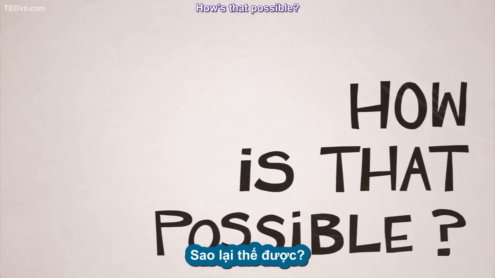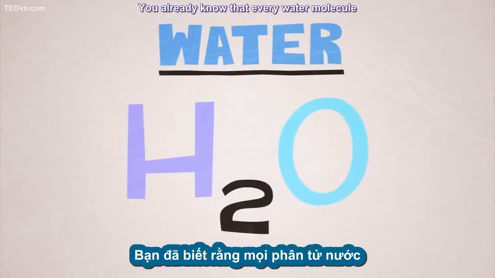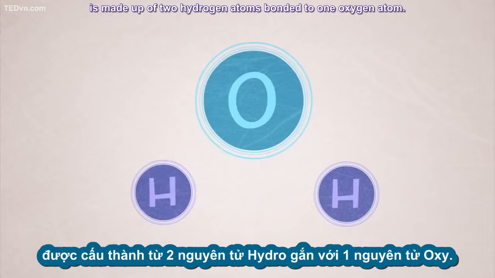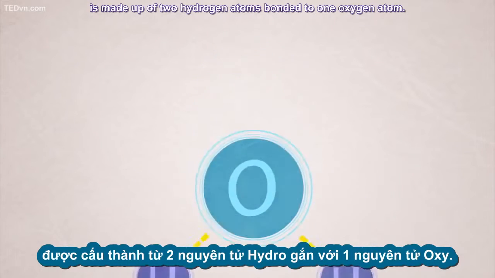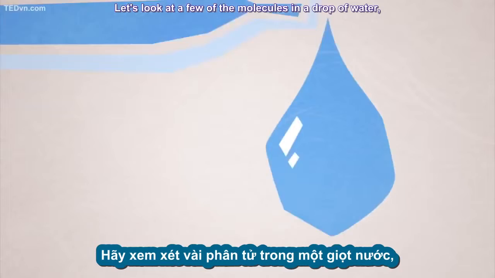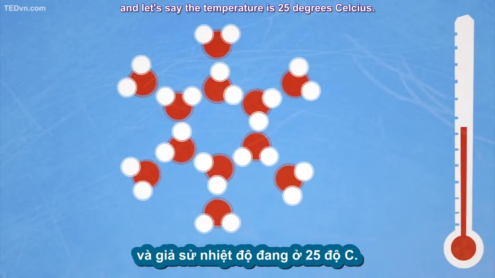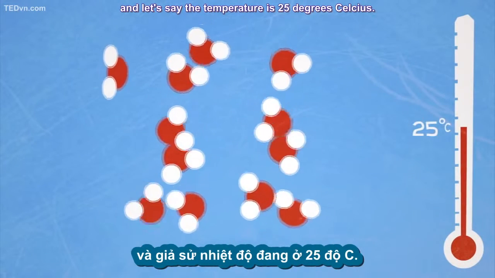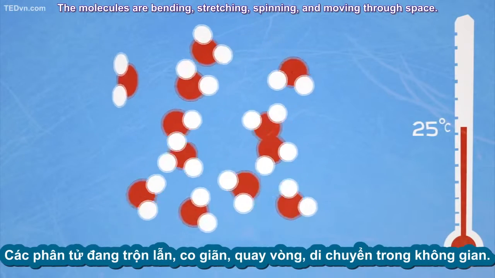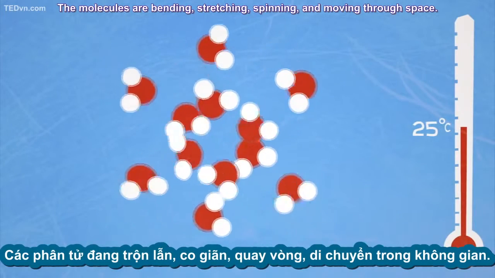How's that possible? You already know that every water molecule is made up of 2 hydrogen atoms bonded to 1 oxygen atom. Let's look at a few of the molecules in a drop of water, and let's say the temperature is 25 degrees Celsius. The molecules are bending, stretching, spinning, and moving through space.